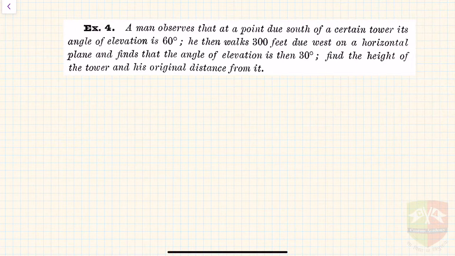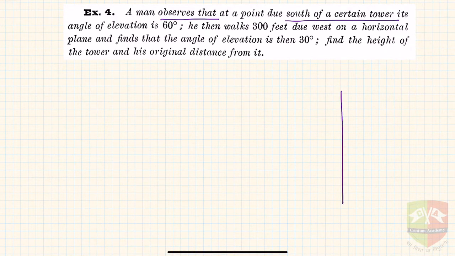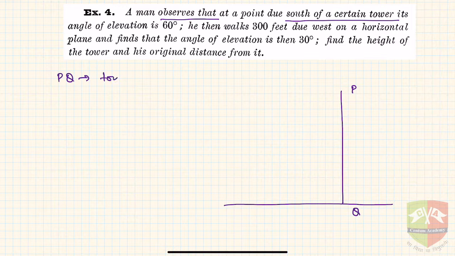So it is given that a man observes that at a point due south of a certain tower, its angle of elevation is 60 degrees. So let us first of all try and draw a representative diagram. So let us say this is a tower and this is my ground. This is the ground. And let us say this point is P and this is Q. So PQ is the tower.